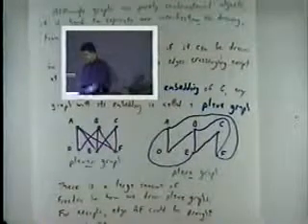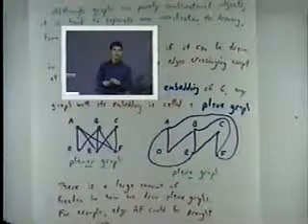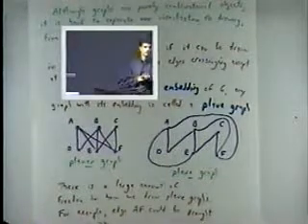So there's a large amount of freedom in how we draw planar graphs. For example, we could move this edge AF in any one of multiple directions.